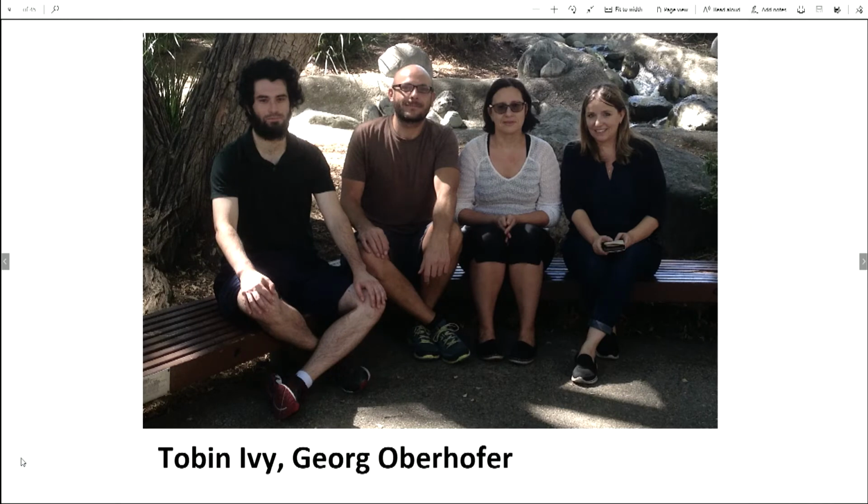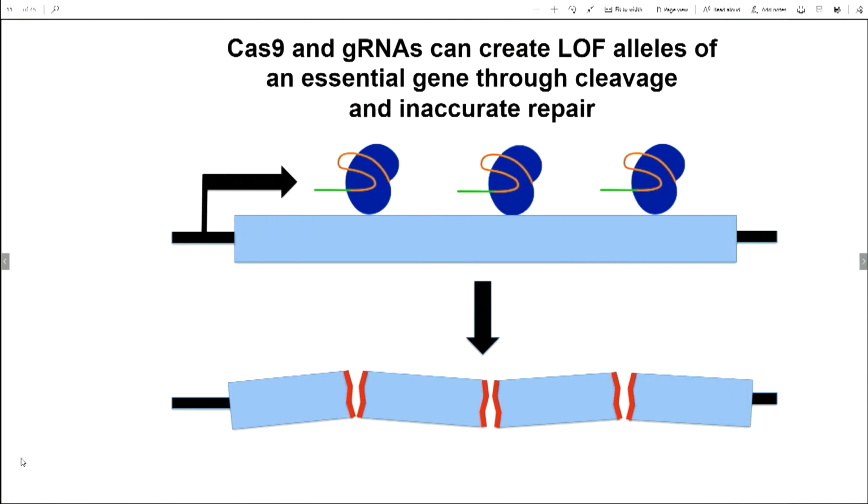So what I want to talk about today is a new approach we've developed based on CRISPR that we think will be much more useful for this sort of experiment in a diversity of species. The two key people here are Tobin Ivey, a graduate student, and Georg Oberhofer, a postdoc in the lab.